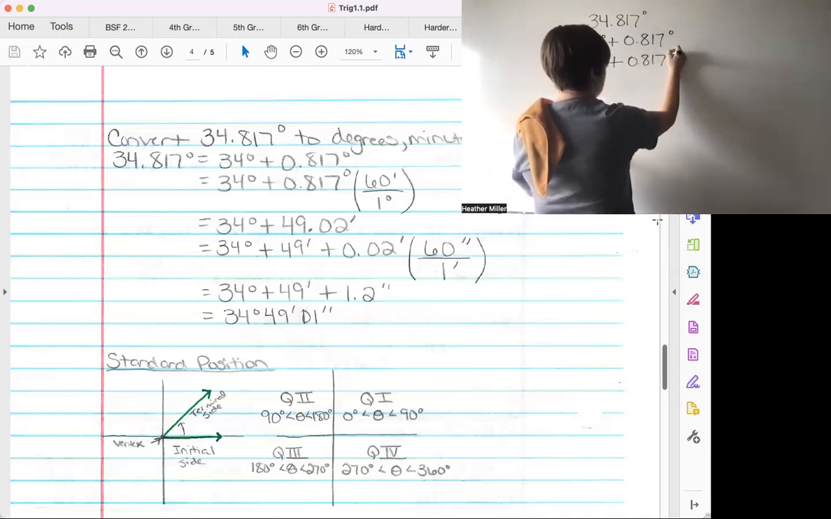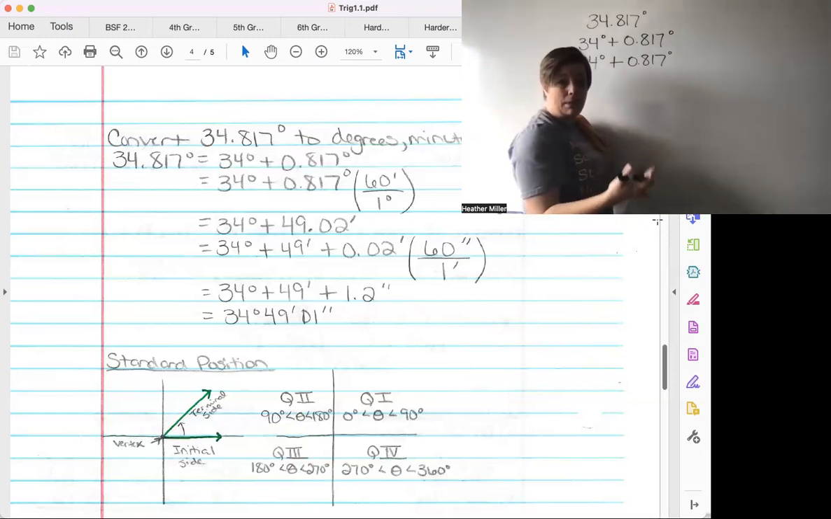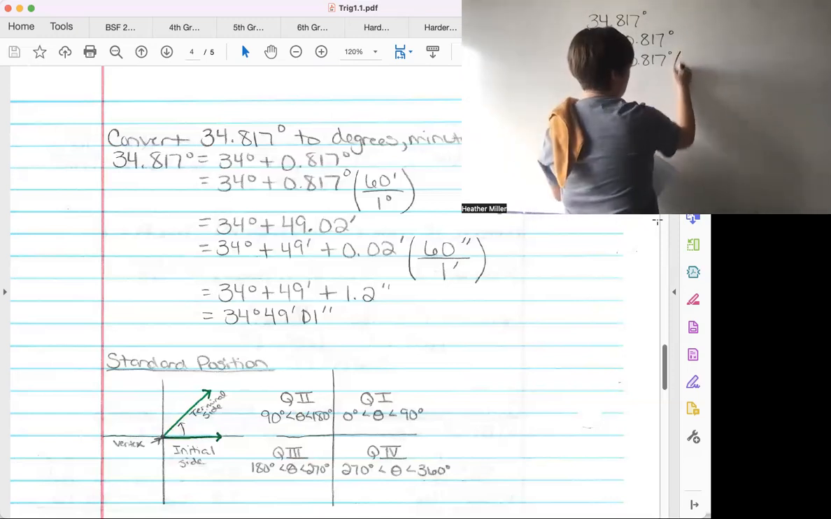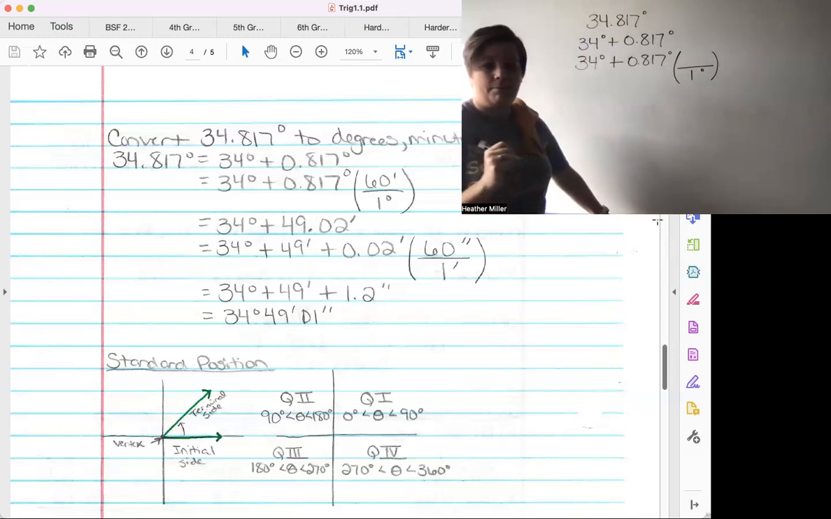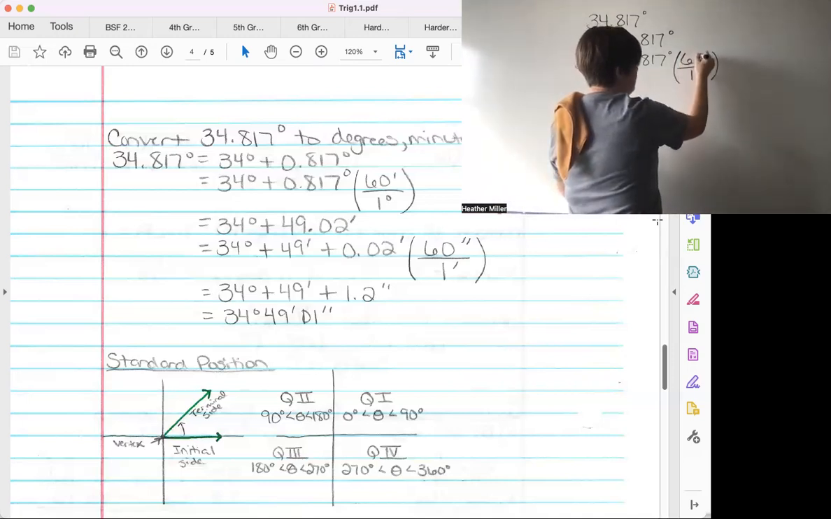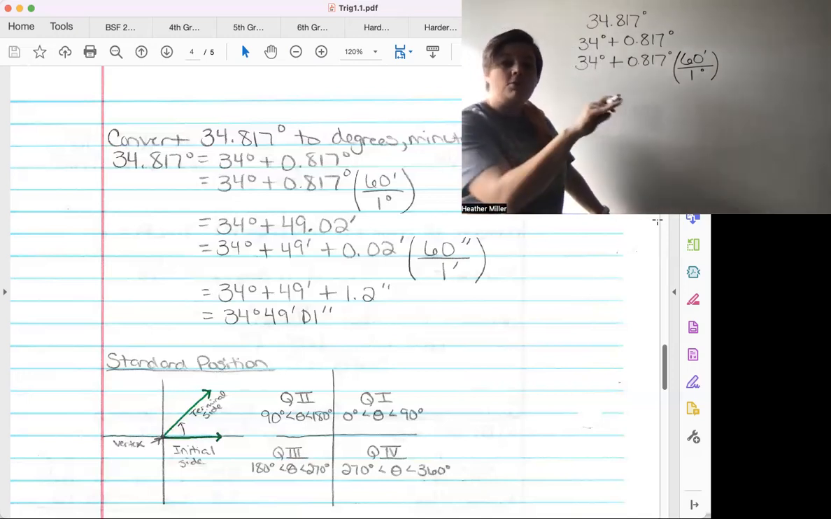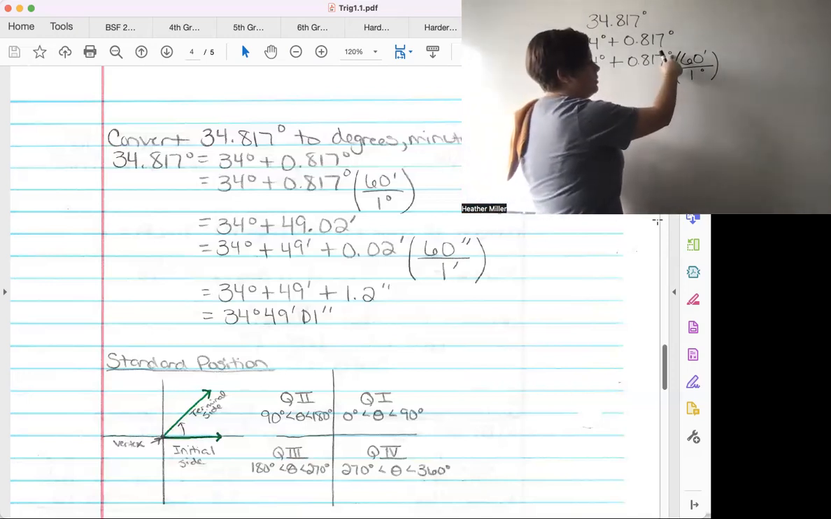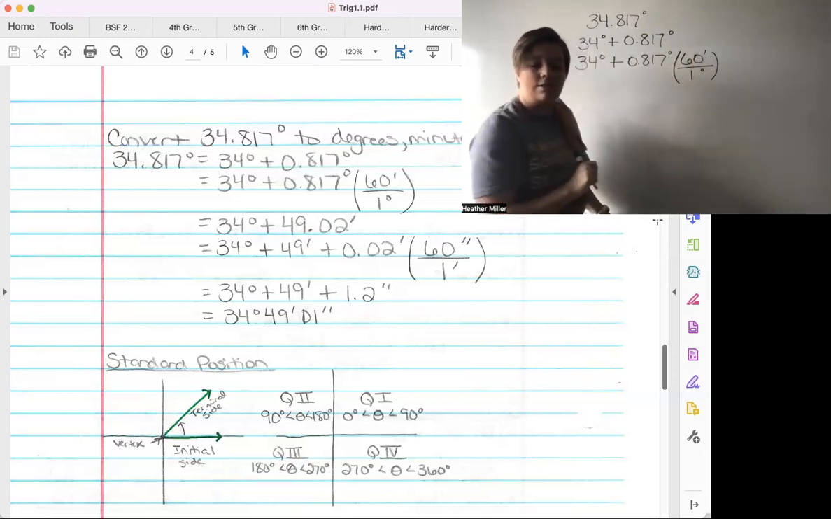But what we're going to do is convert this 0.817. And right now it's in degrees. And we don't want it to be in degrees. We want it to be in minutes. So then I have to say, okay, if I'm going to convert it, I need to put a degree on bottom. So I have 1 degree on bottom. How many minutes are in a degree? Well, there's 60 minutes. So I put 60 minutes on top. Because here's what's going to happen. If I multiply those, then I would have a degree on top and a degree on bottom, which means my degrees go away, leaving me with just minutes.